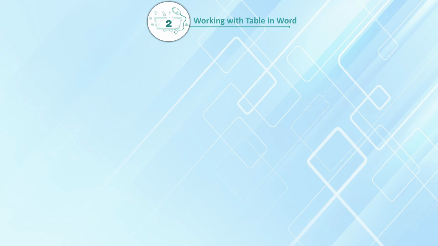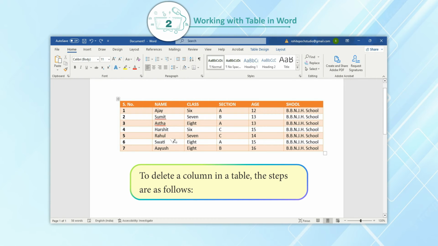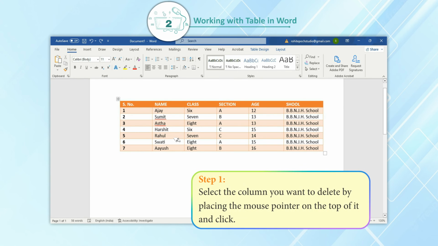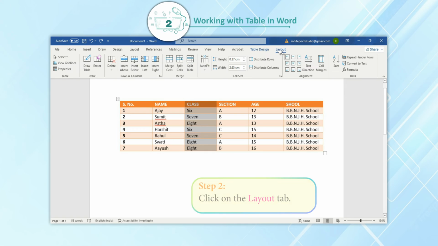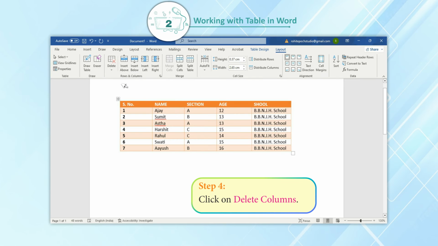Deleting a column. To delete a column in a table, the steps are as follows. Step 1. Select the column you want to delete by placing the mouse pointer on the top of it and click. Step 2. Click on the Layout tab. Step 3. Click on Delete. Step 4. Click on Delete Columns.